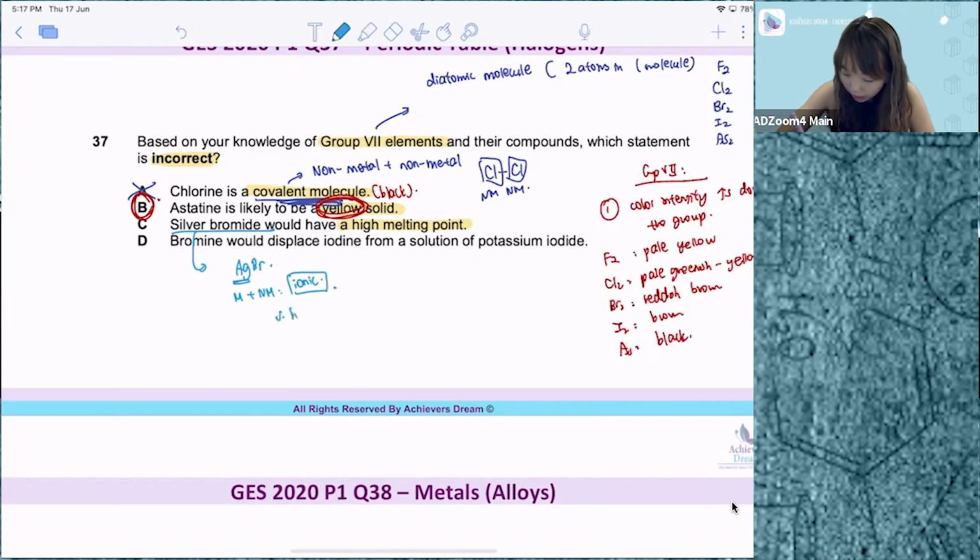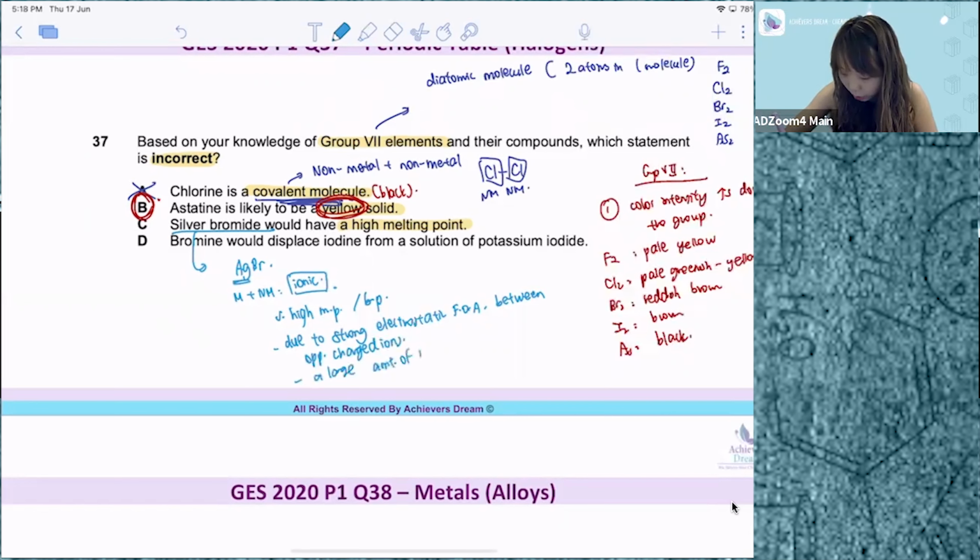Ionic compounds have high melting and boiling points. Why? It is because of the strong electrostatic forces of attraction between the oppositely charged ions. Therefore, a large amount of energy is required to overcome them. So ionic compounds generally have high melting and boiling points. So option C is a true statement as well.